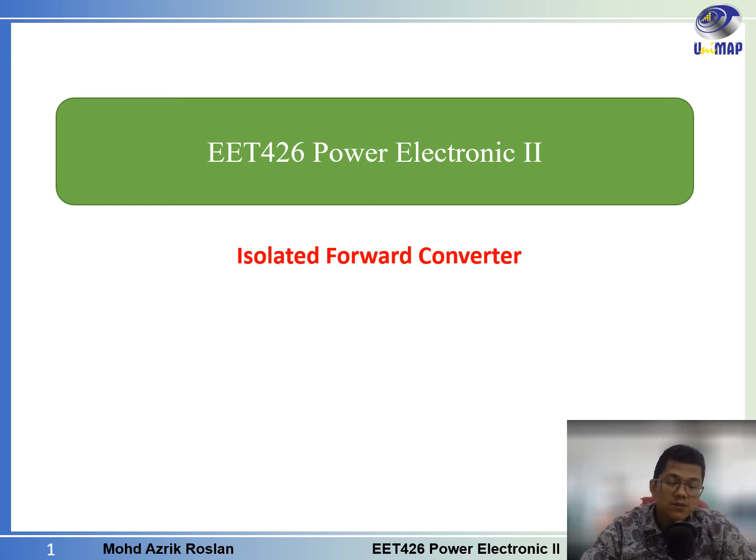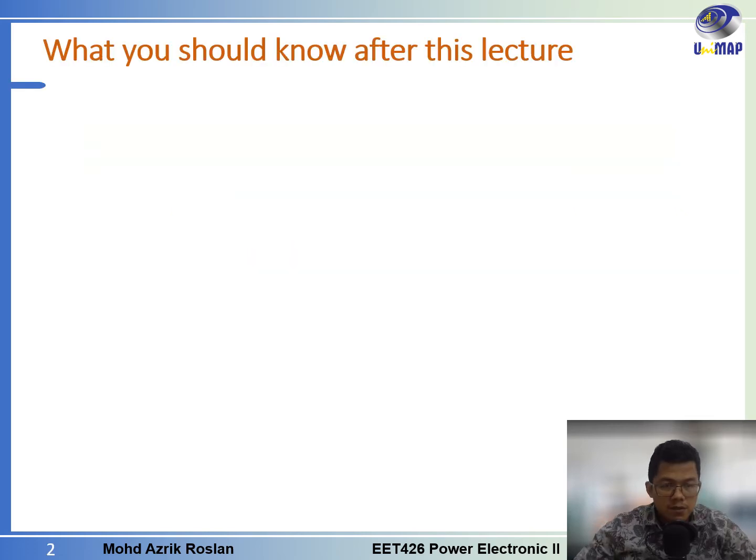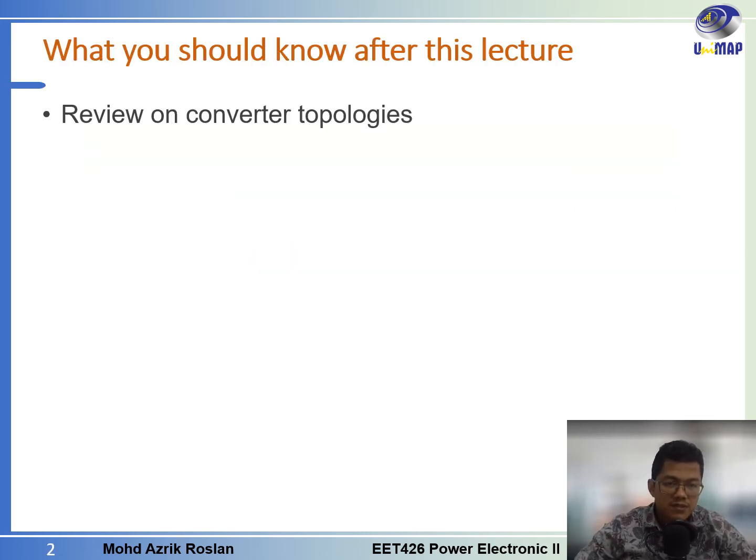Welcome to my class EET 426 Power Electronics 2, and in this lecture we will learn about the isolated forward converter. First of all, we will review the converter topologies. In our case, we will review the DC to DC converter topologies, and then we will look at the concept of DC transformer, because in this isolated converter, we will use a transformer.